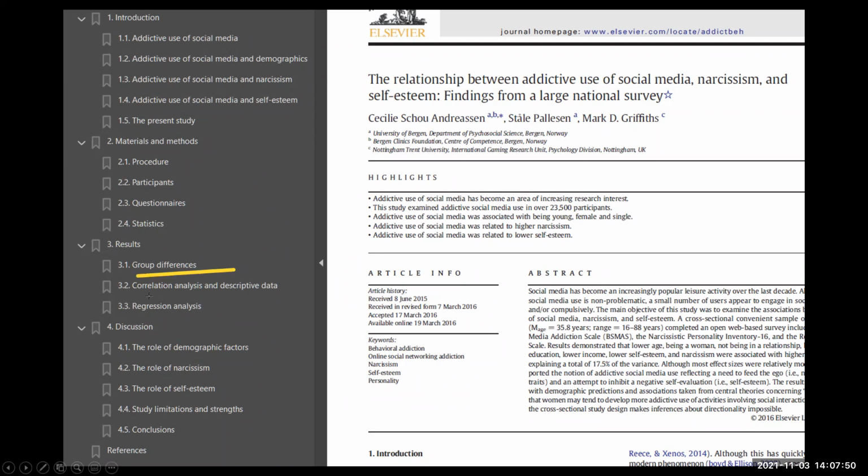they have presented the descriptive data after that. So they've reversed the sequence. Usually you would present the descriptive data initially, and then the bivariate analysis or the group differences. And finally, they do the regression analysis, which is the third step, as I mentioned. So let's take a look.